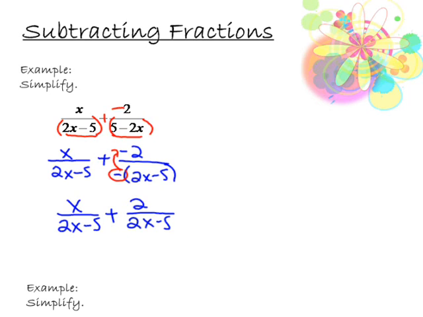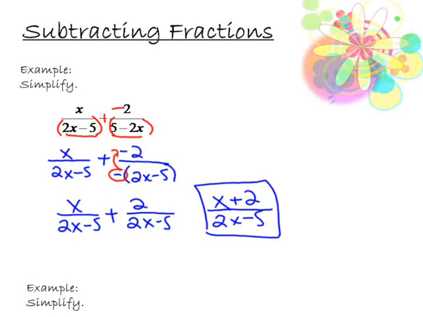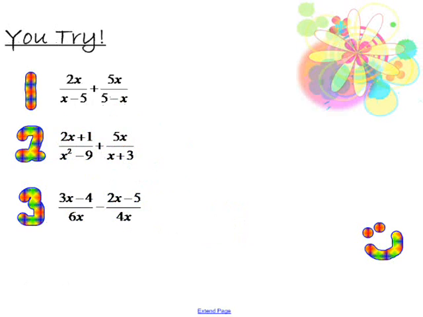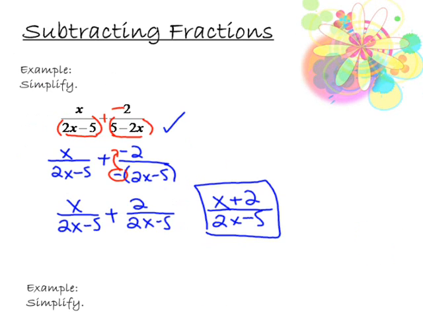Now we can go ahead and combine our like terms. We get x plus 2 on the top, 2x minus 5 on the bottom. We look to see if that simplifies, which it doesn't. You go ahead and box it in. You're going to see a lot of these. Look for those flip-flops. Oh, there were going to be more down here.